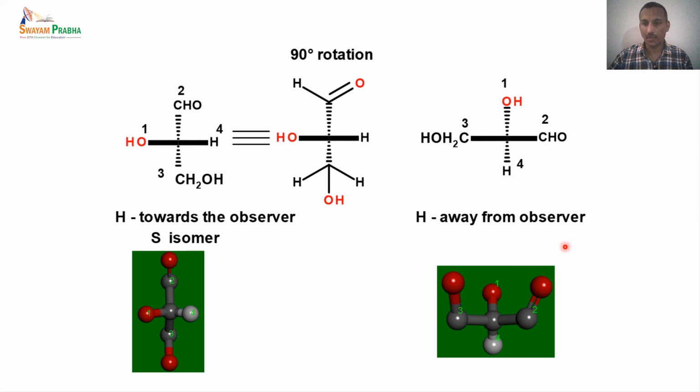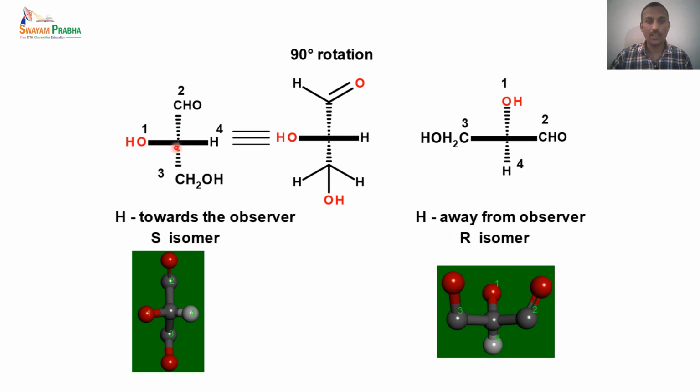So let us come back here and see the two-dimensional representation. Whatever we are getting is a R isomer. So in effect, the first compound is having a S configuration at the chiral center. On 90-degree rotation, that leads to R isomer. In other words, whenever you are doing a 90-degree rotation, you have to actually assign the opposite configuration to the chiral center.